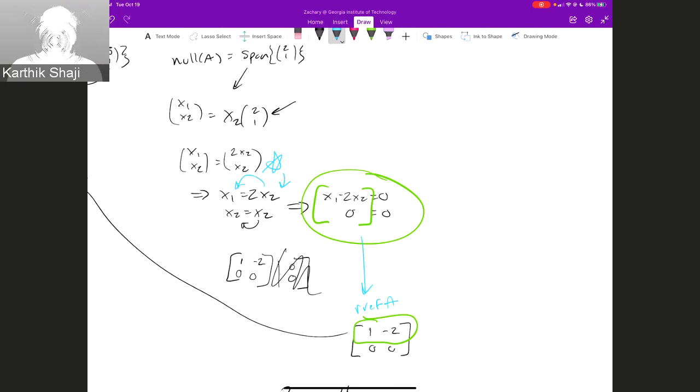And then from here, that's when we pull our matrix. Oh, okay, I see. Because x1 minus 2x2 is equal to 0, and x2 minus x2 is also equal to 0. x2 minus x2 is 0, so 0 is equal to 0, and x1 minus 2x2 is equal to 0. Yes. Got it. Thank you.